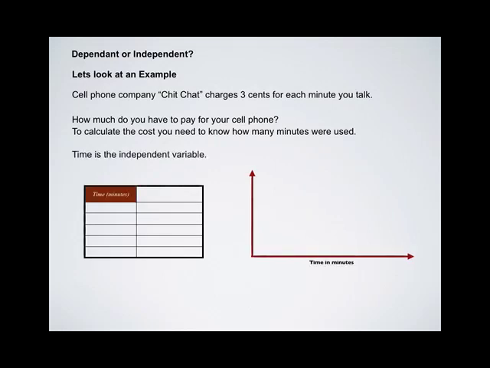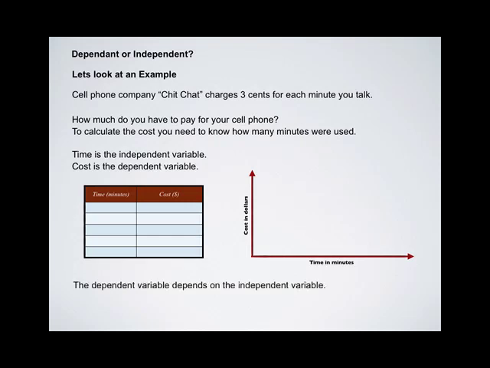Therefore, time is the independent variable, and we'll see time in the left-hand column of the table of values and along the horizontal axis of the graph. And cost is the dependent variable, so we'll see cost in the right-hand column of the table of values and in the vertical axes of the graph. The dependent variable depends on the independent variable. In our situation with ChitChat, the cost depends on the amount of time.